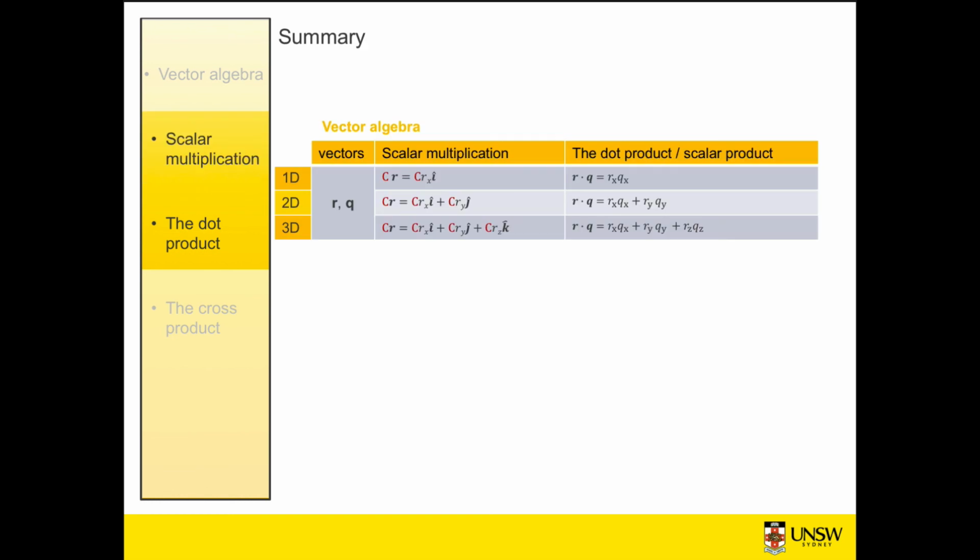So in summary, scalar multiplication just increases our vector magnitude by a factor, and the dot product multiplies two vectors together and gives us a scalar. And as with vector addition and subtraction, the key to both scalar multiplication and the dot product is to work with each component individually.